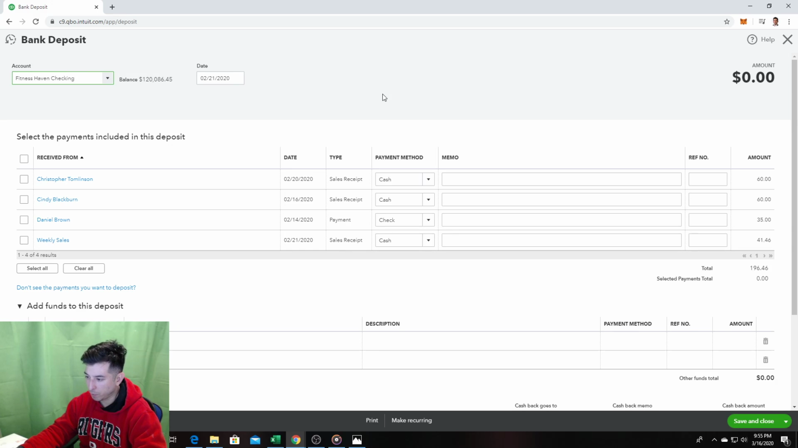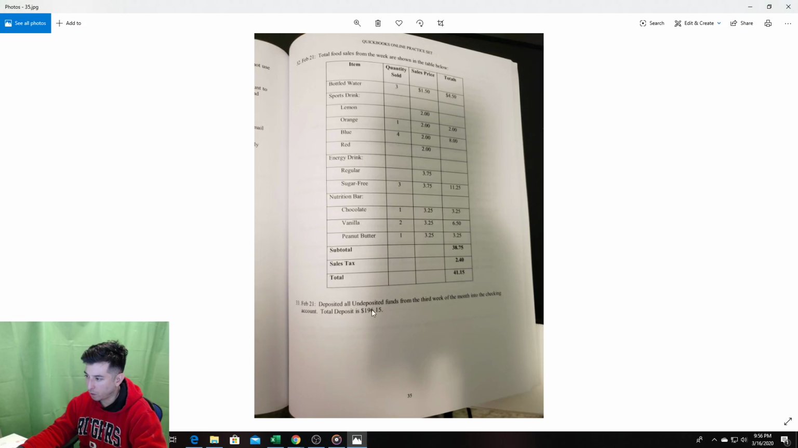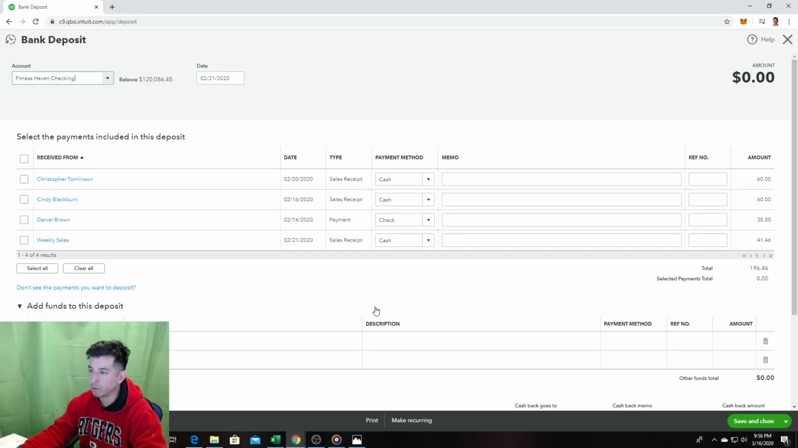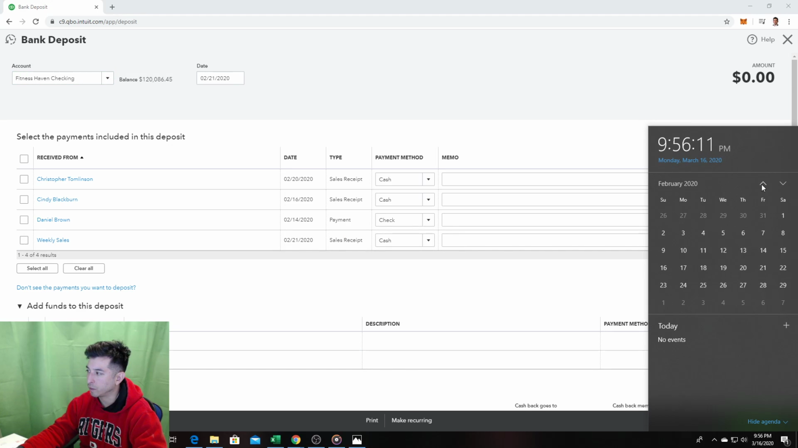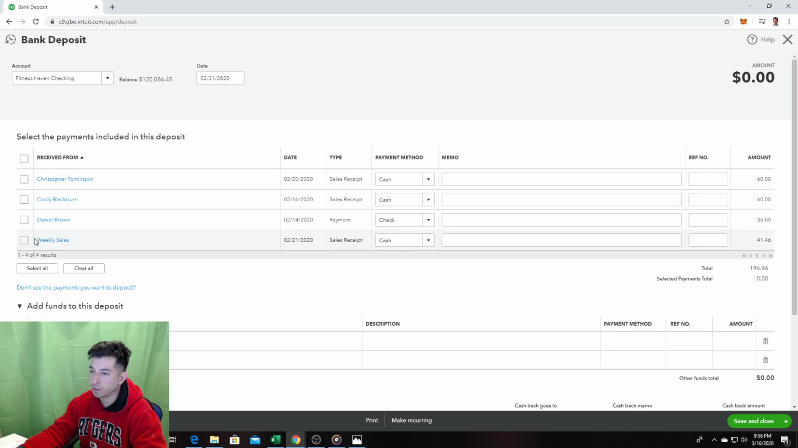Okay, so we're going to deposit everything, is it? Deposit all undeposited funds from the third week. Okay. So what is the third week exactly? Take a look at February. So that's the first week right here. This is the second week. This will be the third week, from 15 to 21. For some reason this is lumped into it, but that's alright, we'll just lump it into the third week. So its total deposit is going to be $196.46.